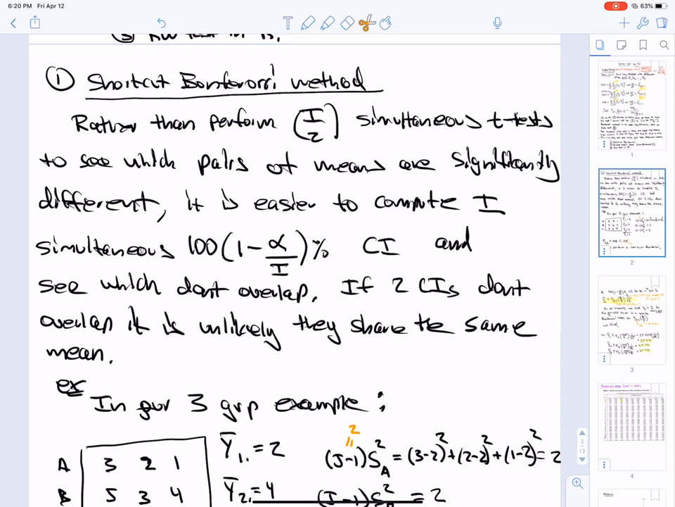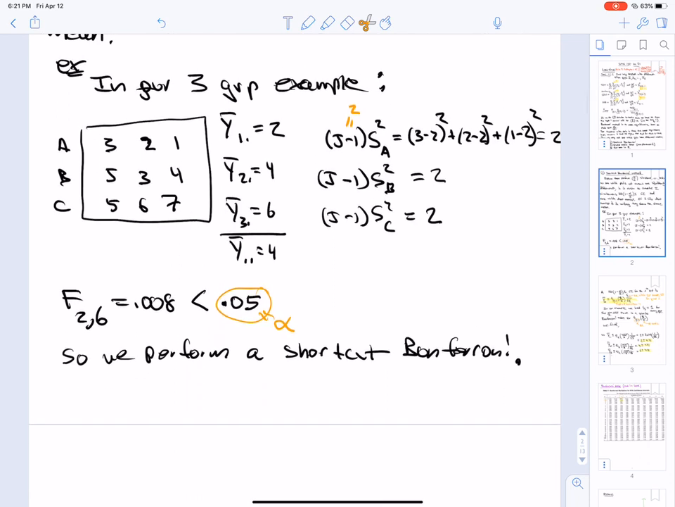So I should remark that doing the shortcut Bonferroni method is a little awkward. It's hard to make precise what I mean by it's unlikely that the two treatment means are the same. It's much more precise when we do pairwise t-tests, but again, I think it's clear that if you are looking at these intervals and two intervals aren't overlapping, then it's very unlikely that they would have the same mean. So let's just do an example.